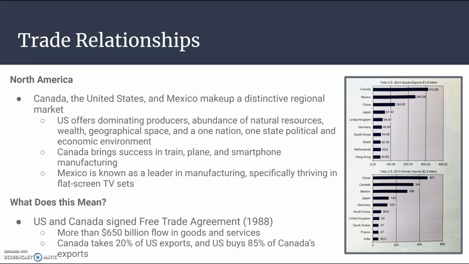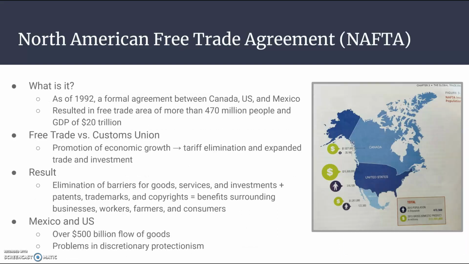This image shows the economic integration of North America. As you can see, Canada is the number 1 trading partner with the U.S. That just shows that the CFTA is in action. And then it goes down the line to China and so on and so forth.